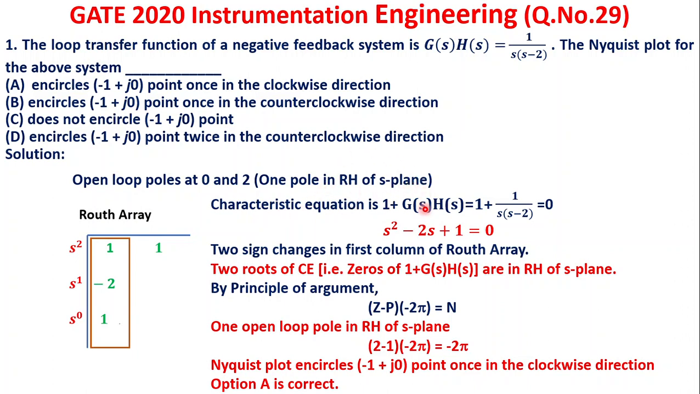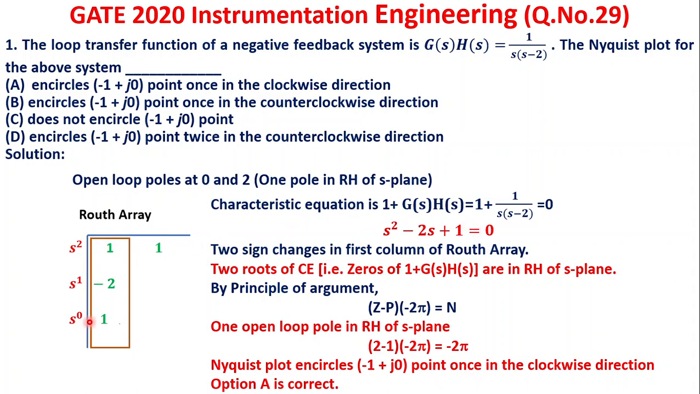So the characteristic equation is 1 + G(s)H(s) = 0. So 1 + 1/(s(s-2)) = 0. That means s² - 2s + 1 = 0. That means one coefficient is negative. Definitely the system is unstable.